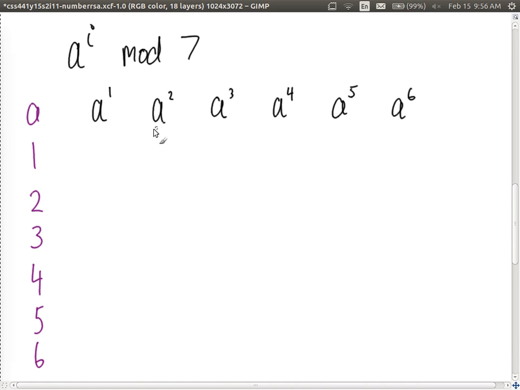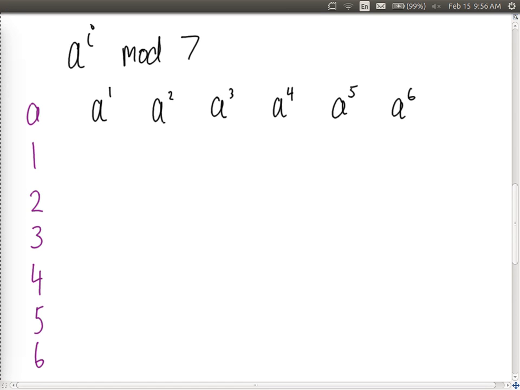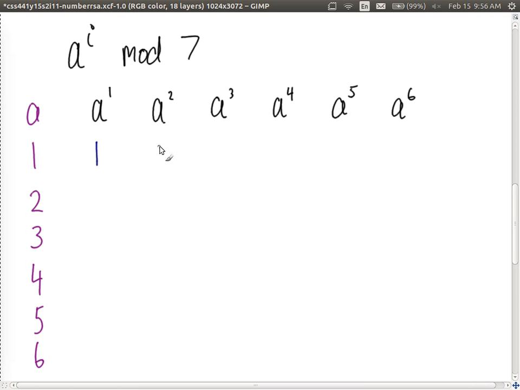A is still 1, a squared mod 7. And we'll write the answers here. The first row is easy. When a is 1, 1 to the power of anything gives us 1. Mod by 7, we still end up with 1. So the answers here are 1 all the way through. So this is exponentiation, and then we'll see it when we return to the opposite, discrete logarithm.